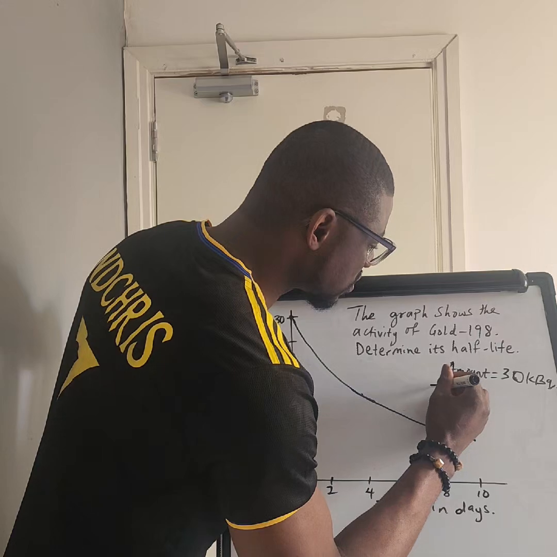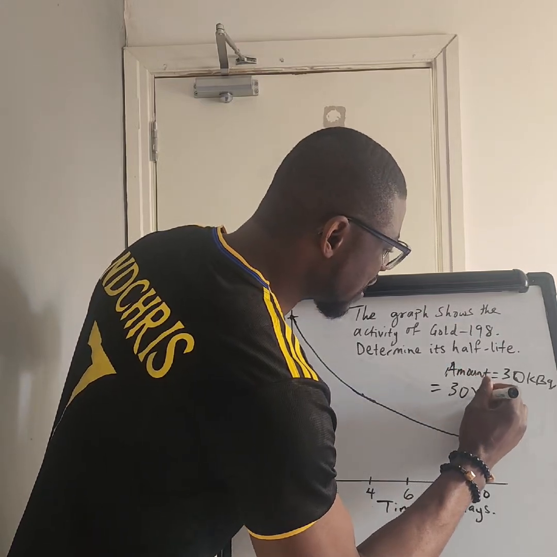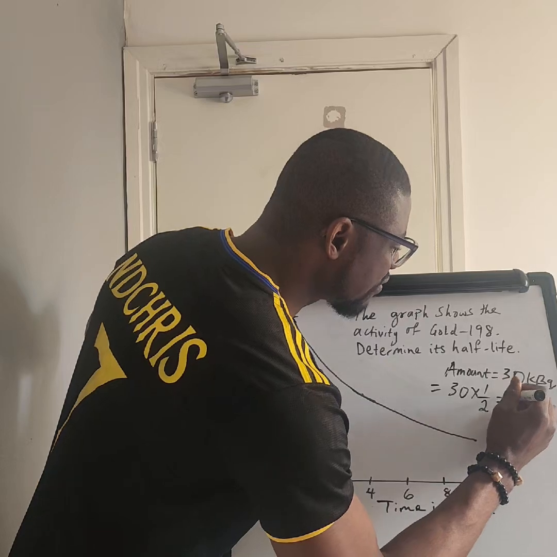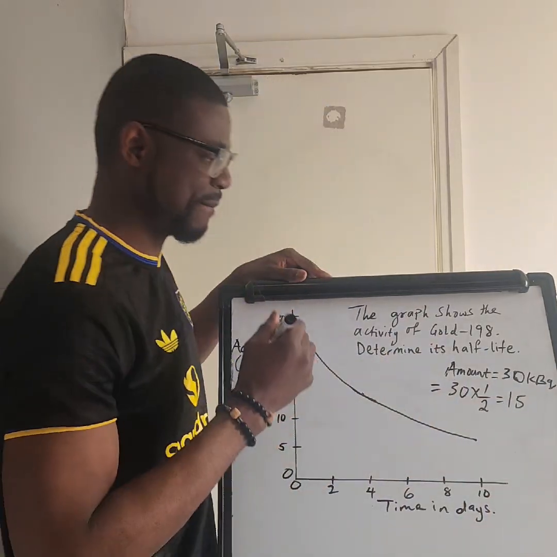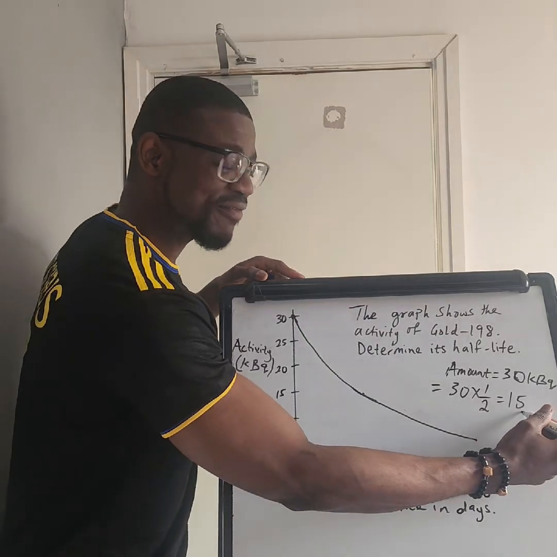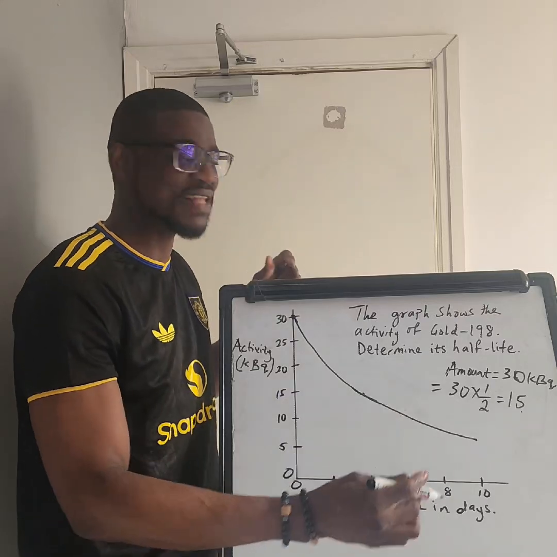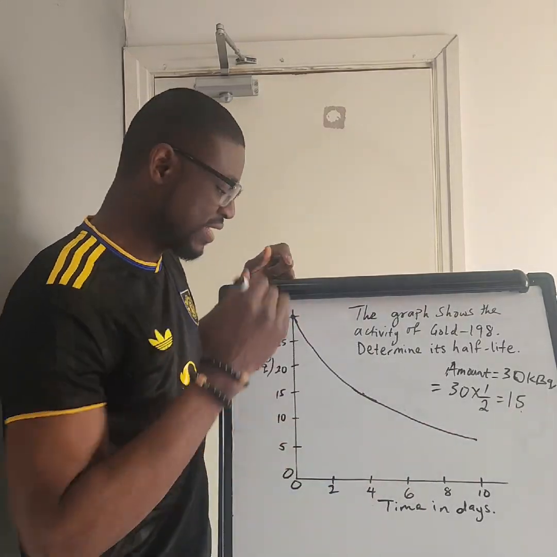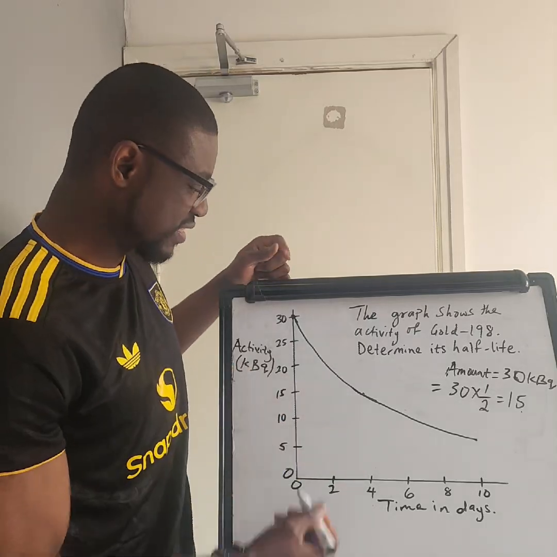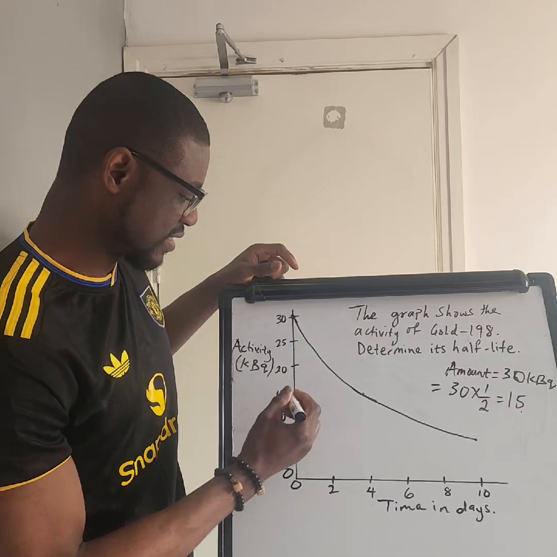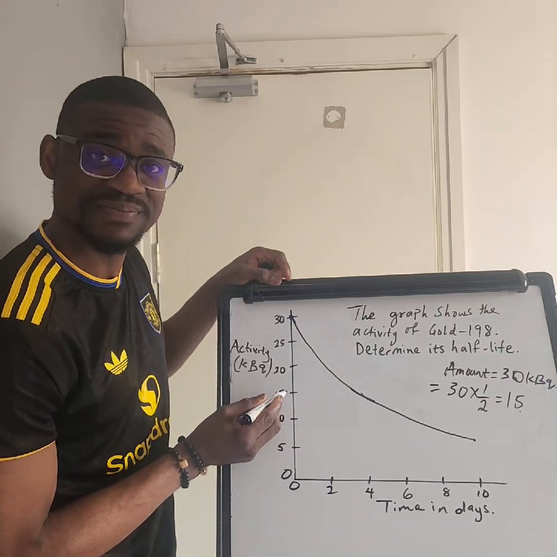That becomes 30 times 1/2, which will give us 15. We have reduced it by half. We need to now find the number of days that correspond with this. Where do we get 15? On this vertical axis, look at the 15 mark.